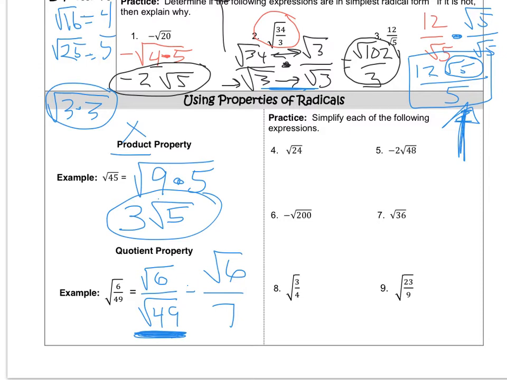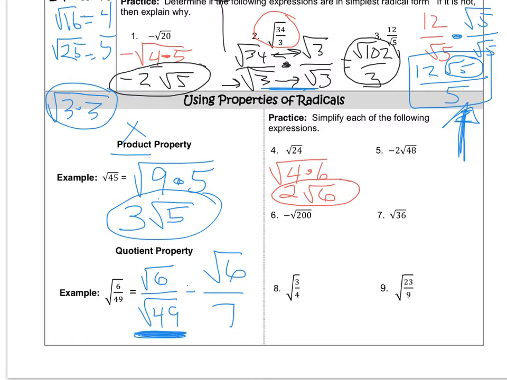Again, you have several factors of 24. You have 3 times 8, you have 2 times 12, and you have 6 times 4. But there's only one group there that has a perfect square factor, and that is 4 times 6. Because remember, this square root of 4 is a perfect square. Well, what is the square root of 4? It's 2. 6 is simplified, and so 2 times the square root of 6 is my answer.